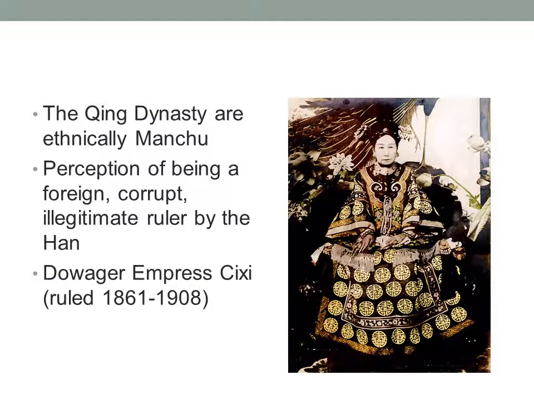And so here we have the Dowager Empress Cixi, and she ruled from 1861 to 1908. So basically, she was the power behind the throne during this time of increasing civil unrest, increasing economic, political problems. Now, I say that she ruled because she was the power behind the throne. She ruled through her children, her grandchildren.